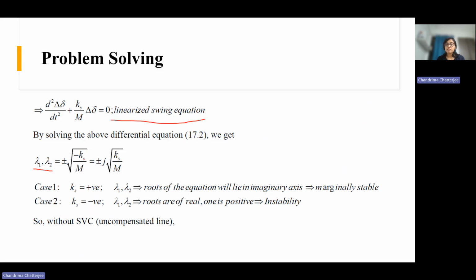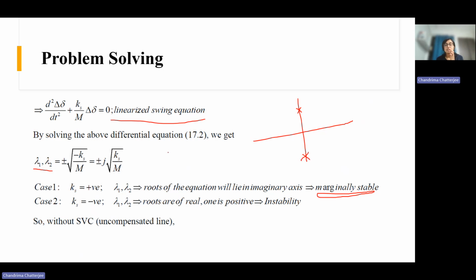If Ks is positive, in that case, you get these solutions. Both of them are imaginary, plus minus j root Ks by m. So they are imaginary. And when you get imaginary solutions, then your system is marginally stable, right? Because the solutions are on the imaginary axis. So you get the solutions which are on the imaginary axis, and the system is marginally stable.